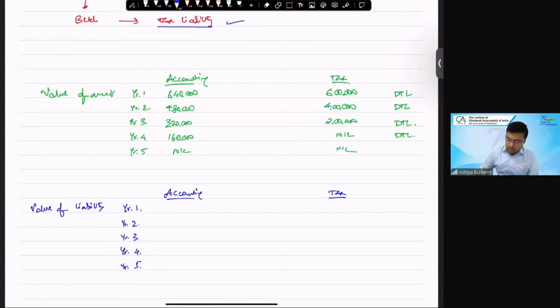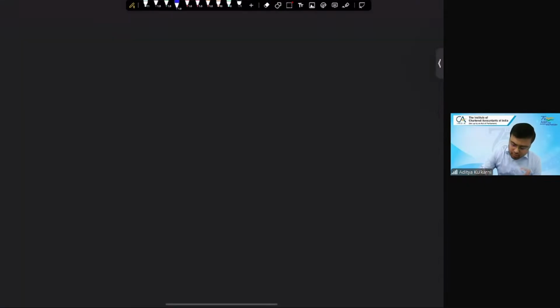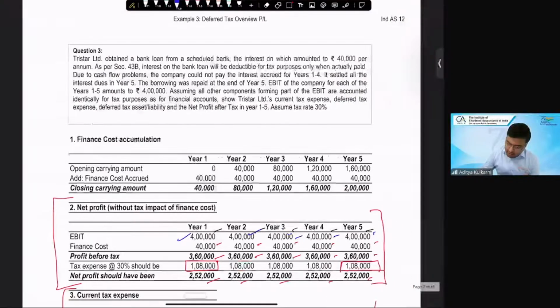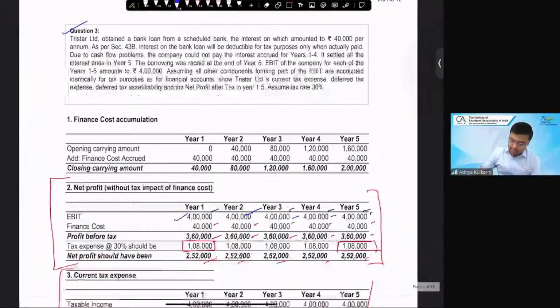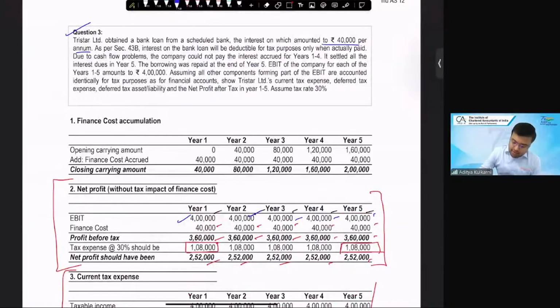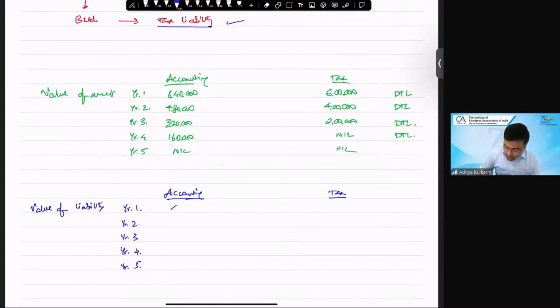Now, for accounting purposes, have I accrued the interest expense of 40,000 in year 1? Yes, sir, you have. I am talking about this question which we just now did, right? 40,000 per annum is your interest expense, and this interest expense is getting allowed in the 5th year for tax purposes because the payment has happened in the 5th year. So therefore, year 1, I have accrued 40,000 rupees. Any doubts here? No, sir.